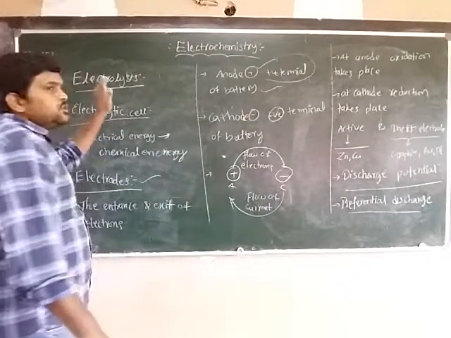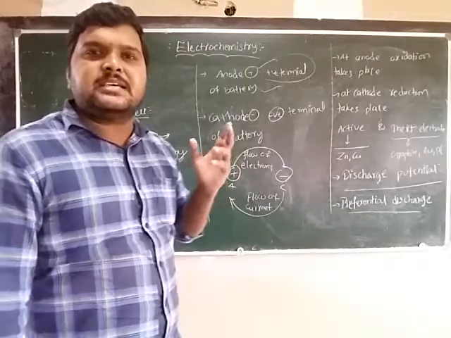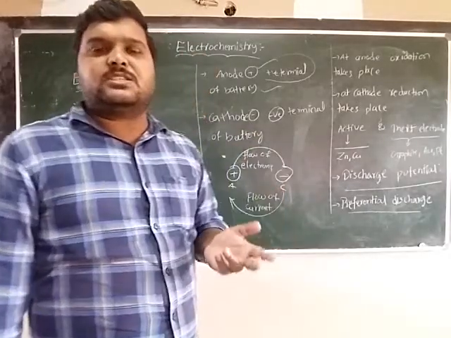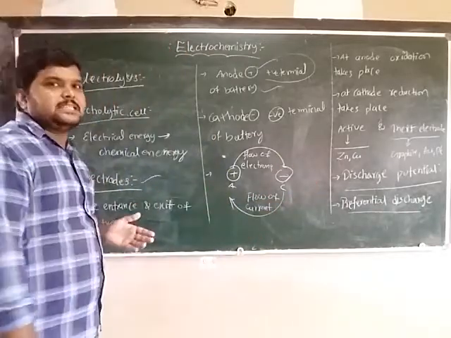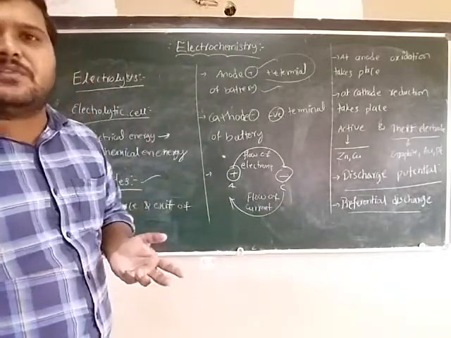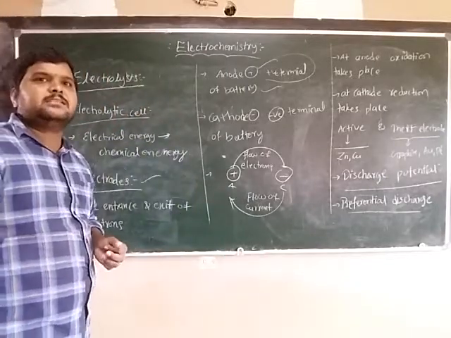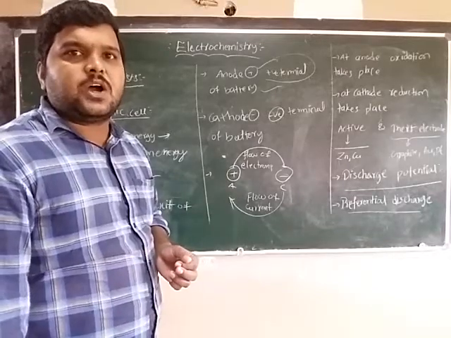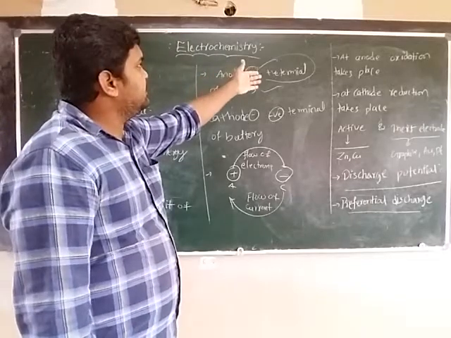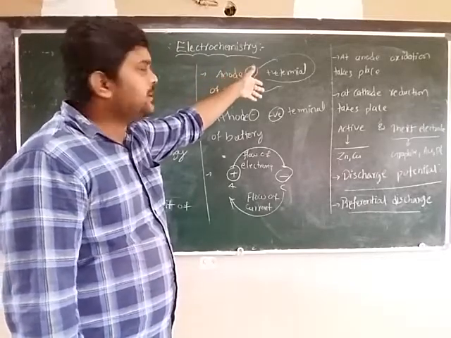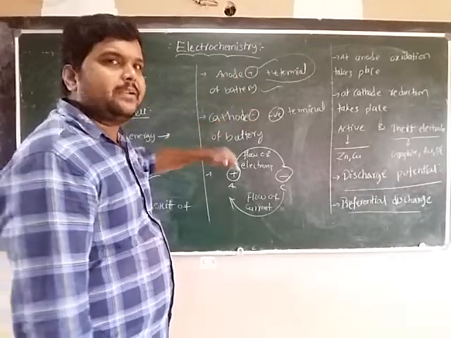Once again I repeat. Electrolysis is the dissociation of a chemical substance into its species under the influence of electricity. An electrolytic cell is the device which converts electrical energy into chemical energy. Electrodes are the entrance and exit of the electrons. The anode is connected to the positive terminal of the battery, and the cathode is connected to the negative terminal of the battery.